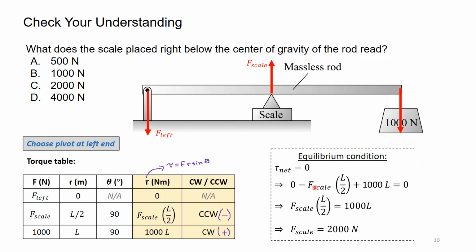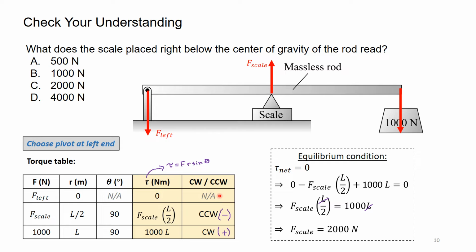So you plug in negative of the torque for the second force, and you plug in a positive torque for the third force. So you get an equation where the unknown is F scale. Okay, so rearrange the equation, and then you can see that the L's cancel out, and then you can calculate the F scale. You get 2000 newtons. So that's the reading on the scale. That's how much force the scale applies on the beam to keep it at equilibrium.